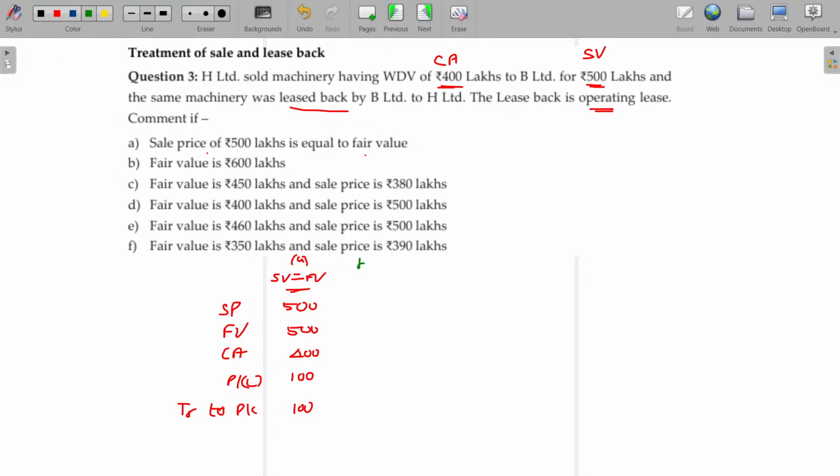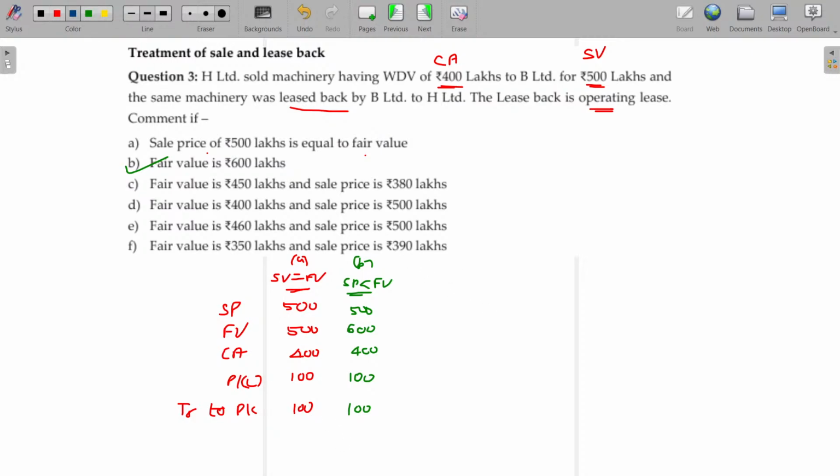In case of scenario B, fair value being 600, carrying amount 400 and sale price is 500. Sale price is less than fair value. And what about your profit and loss? You had a profit of 100 rupees, which can be transferred to the P&L account. In case you have a loss, is there any hidden adjustment? Then deferred, else not deferred.